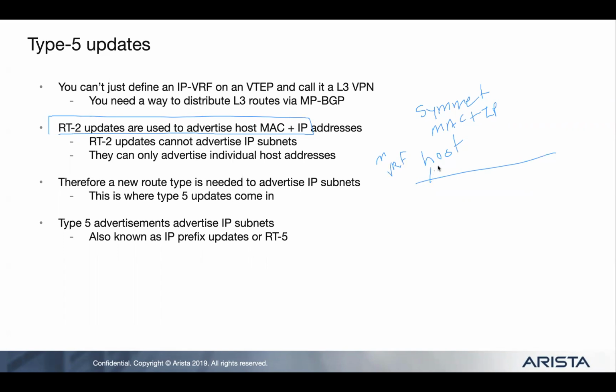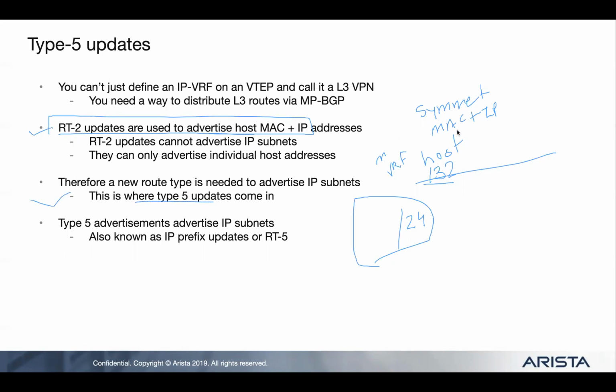But that is only a /32 route. You can't advertise a full subnet. You can't advertise a /24 subnet using type 2 routing updates. You can just advertise host routes, /32 routes. So to advertise a /24 full subnet, you need to use type 5 update messages. So the purpose of type 2 and type 5 is different.